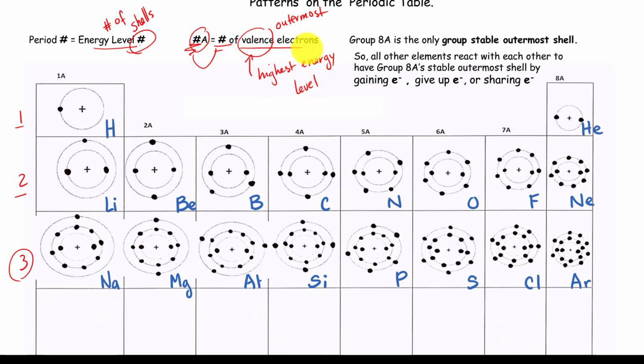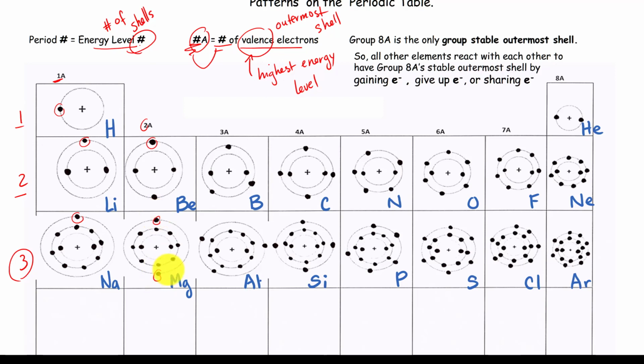So the valence electrons are found in the highest energy level, which is in the outermost shell. In this case, the group A number is equal to the number of valence electrons. For example, if this is group 1A, look at what happens to all the elements in group 1A. It has 1 valence electron, over here it has 1 valence electron, and it has 1 valence electron. What about 2A? The same thing, it has 2 valence electrons and 2 valence electrons.